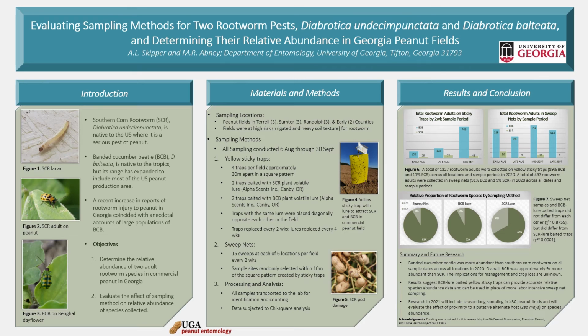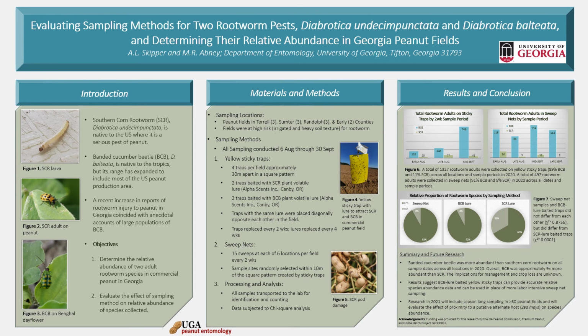Next, I'm able to draw the conclusion that yellow sticky traps baited with the banded cucumber beetle lure are an efficient substitute to sweep net sampling when collecting relative species abundance data for these 2 Diabrotica species.